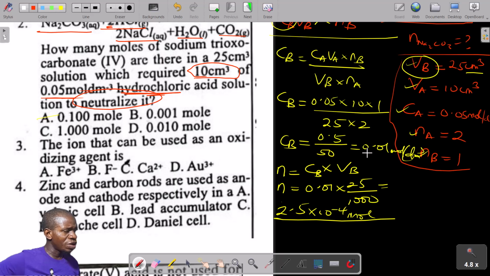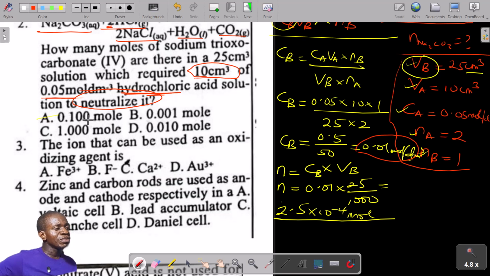When we got our Cb as 0.01 mole per dm³, per dm³ simply means per 1000 cm³, but they want it in 25 cm³, not in 1000 cm³. That is why we have to divide to get it in 25 cm³. Please, I hope you are getting what I'm saying. The reason why I say there is no answer here is that none of the options has the answer.